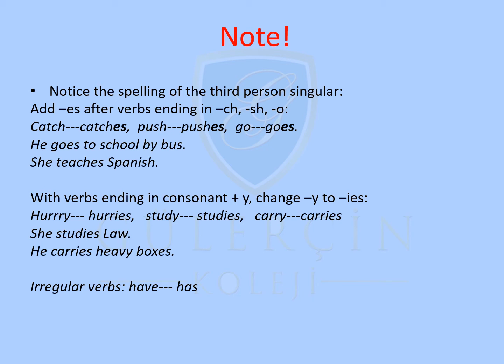With verbs ending in consonant plus y, we should change y into ies. So the y, we delete it and it becomes i. Examples. Hurry, hurries. Study, studies. Carry, carries. She studies law. He carries heavy boxes. An irregular verb is have, for example, which will change into has. I have, you have, he or she has.